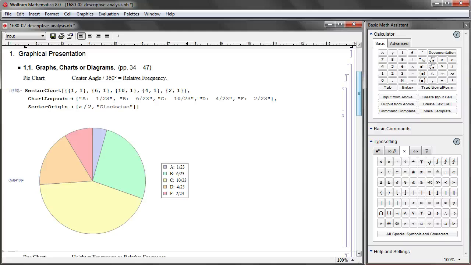Let's suppose we have a class and out of 23 students, 1 student earned A, 6 students earned B, 10 students earned C, and so on and so forth. And we have pie chart like that. Each slice of pie has a central angle, and the central angle represents the relative frequency or the proportion. For example, if a certain category has precisely 25%, which means 1/4, then we have to have 1/4 of 360 degrees, which is 90 degrees. In this case, the total number of students is 23, which is a prime number, so we don't really have those nice angles.